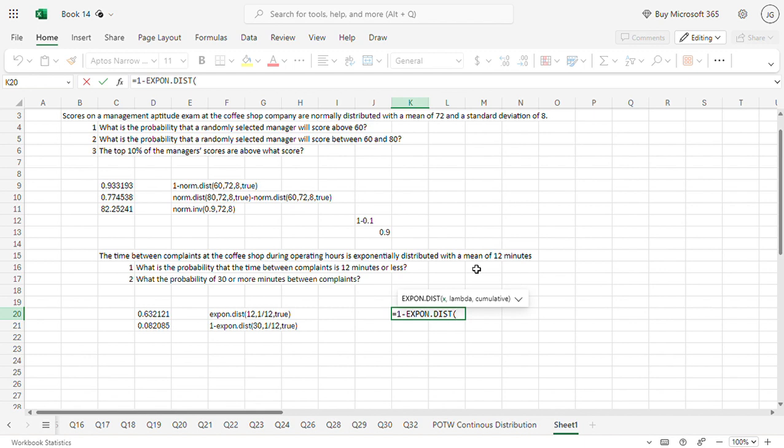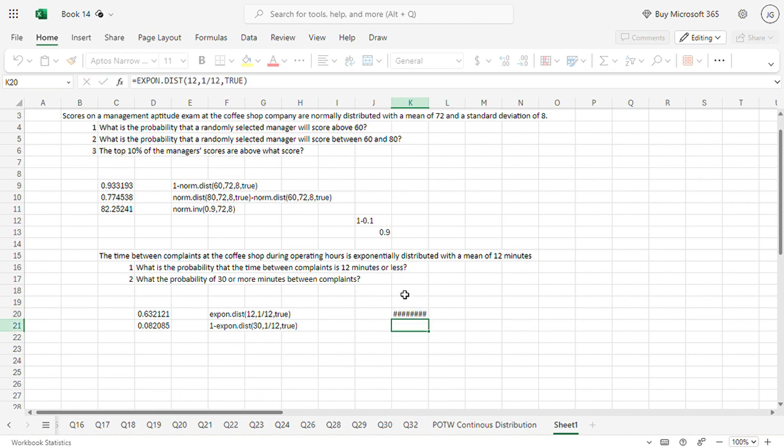And it's going to be 12. Now with lambda, be careful. You might think, oh, it's 12 again. Well, not quite. You just have to do a 1 over. And then true, because we're not looking for an exact value. So this was actually less. That's a common mistake. Don't get confused there.